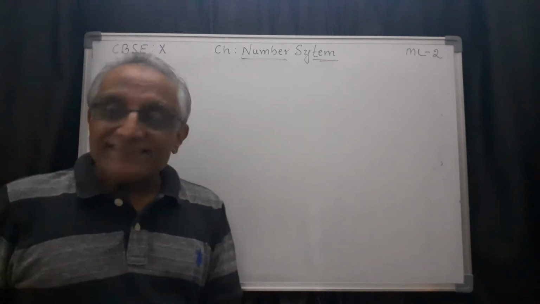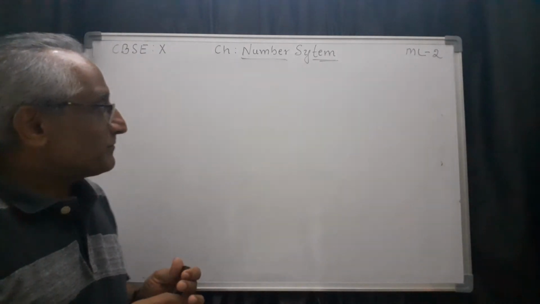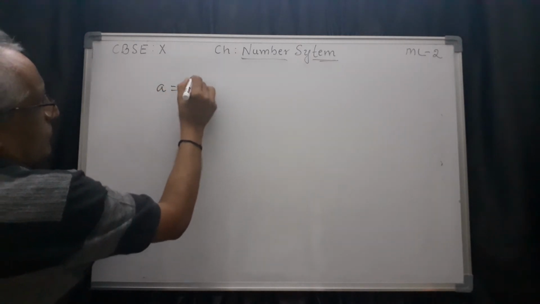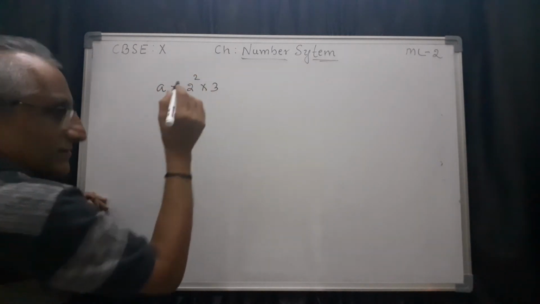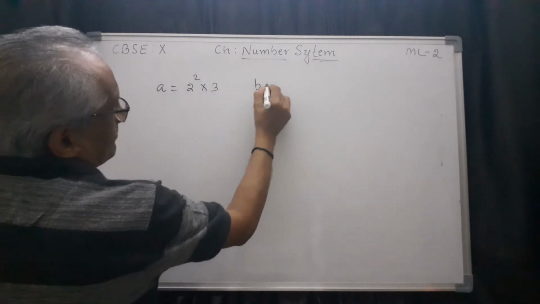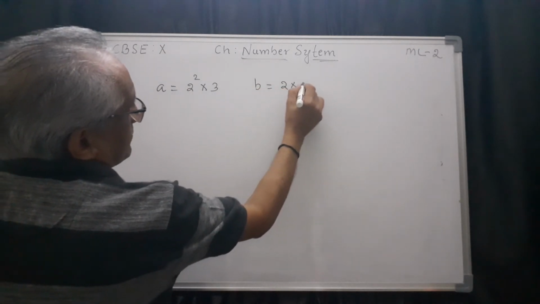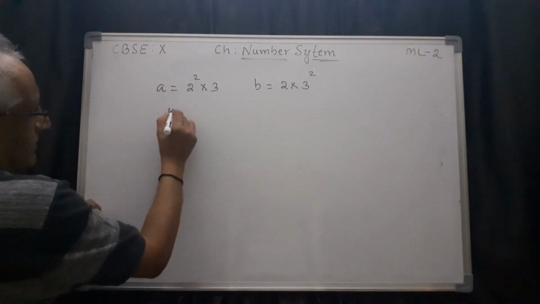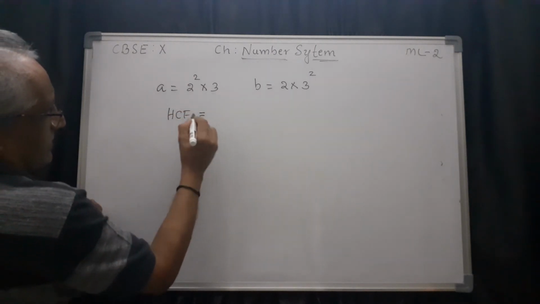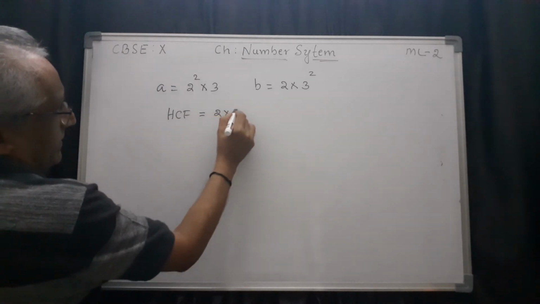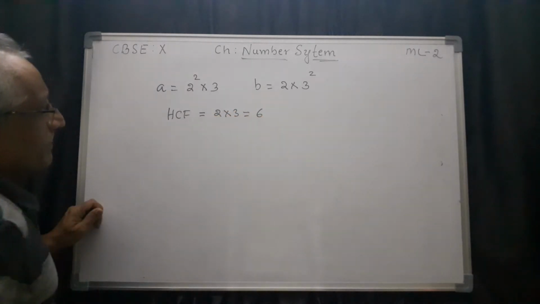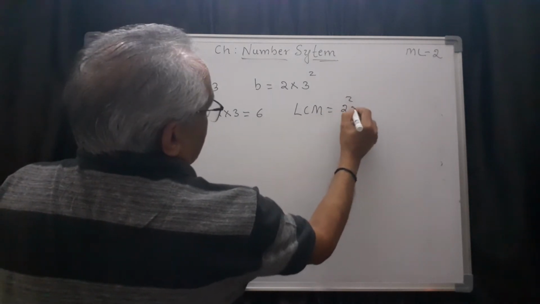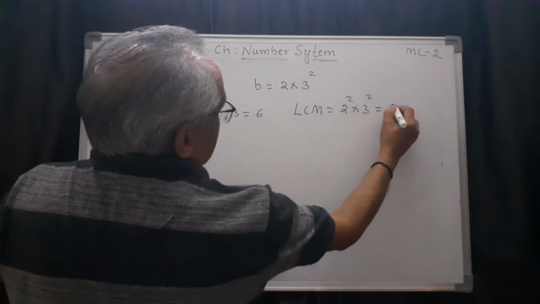There is another interesting thing which you have to understand. Let me take A equal to 2 square into 3, the same old example, and B equal to 2 into 3 square. Now you know that the HCF is 2 into 3, this is 6, and the LCM is 2 square into 3 square, this is 36.